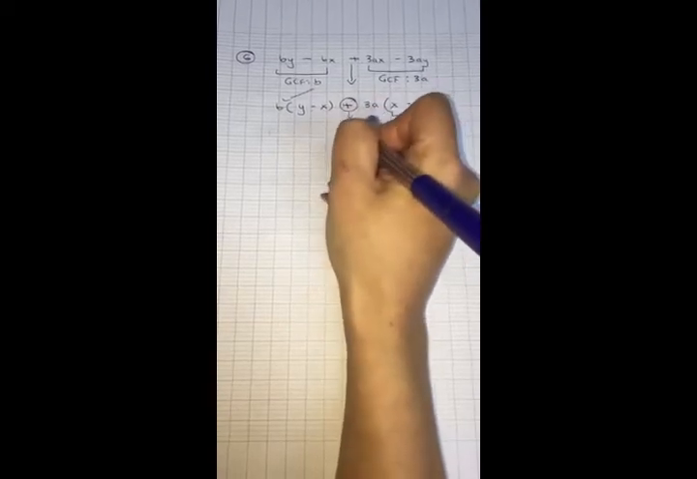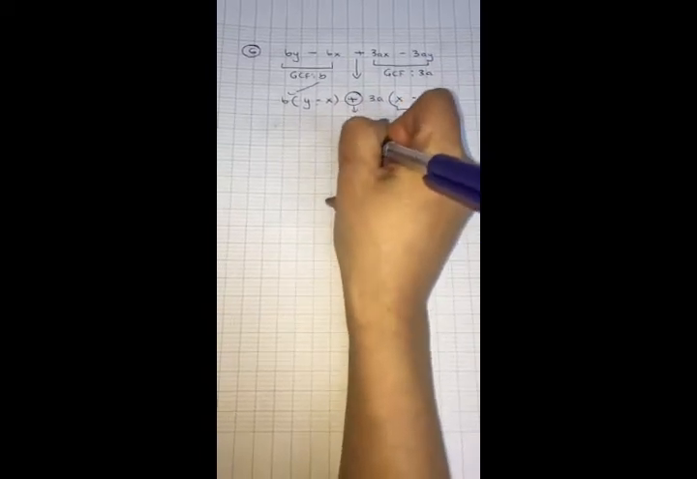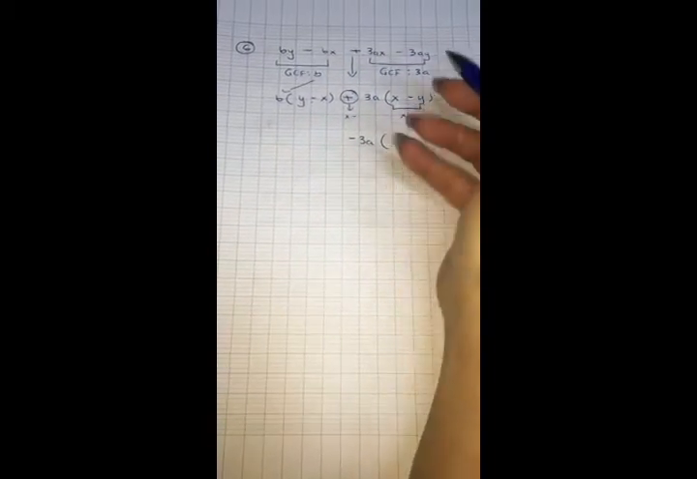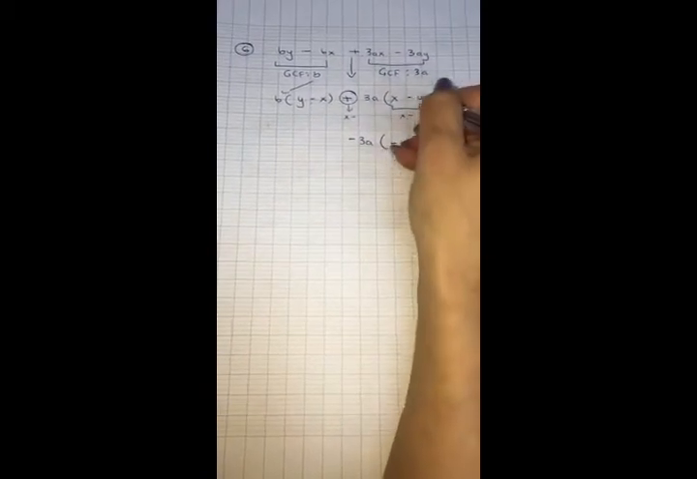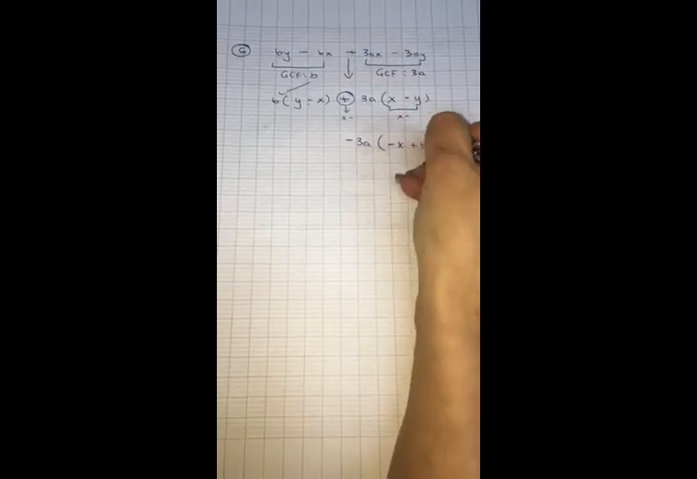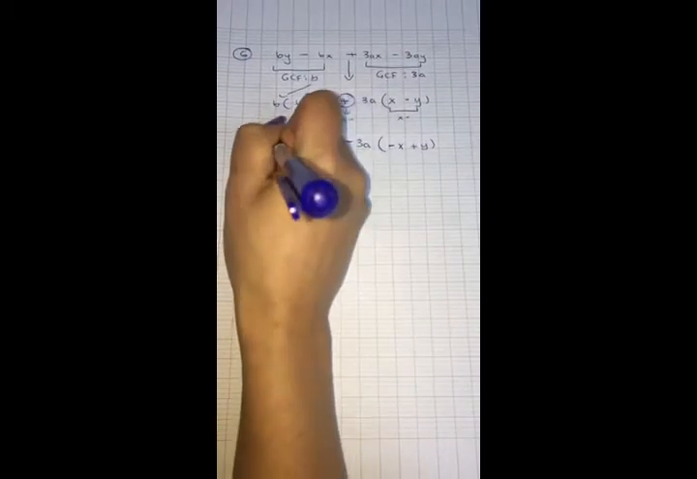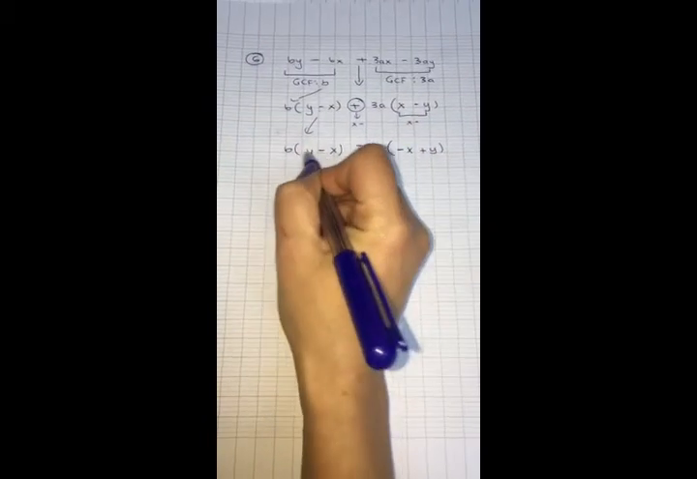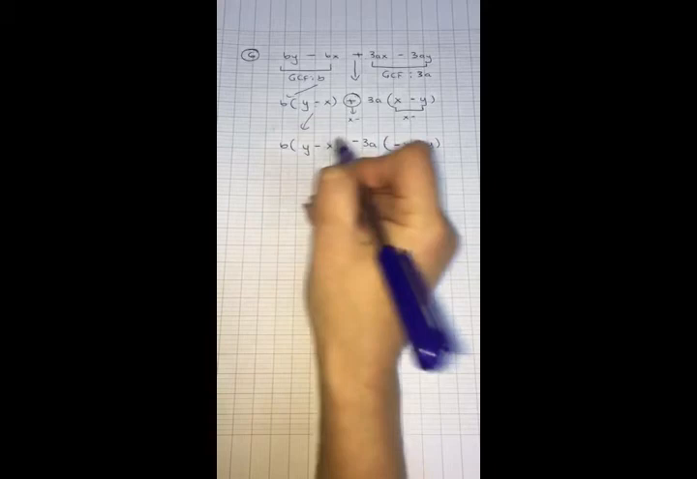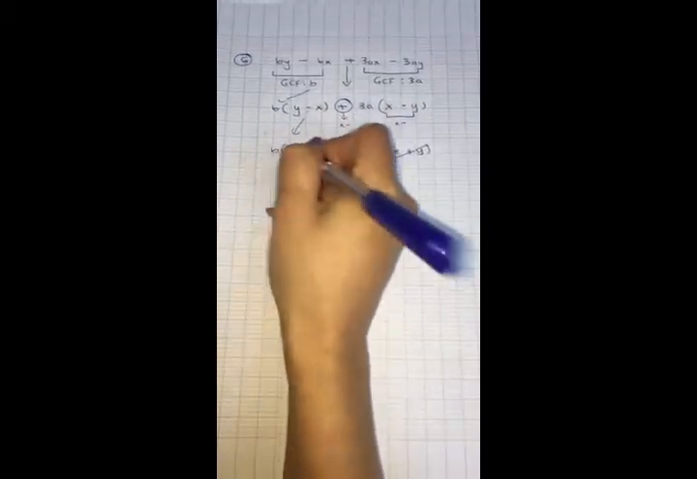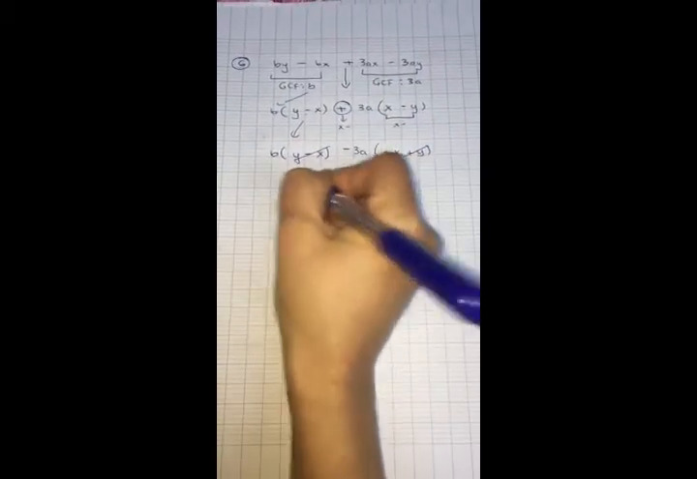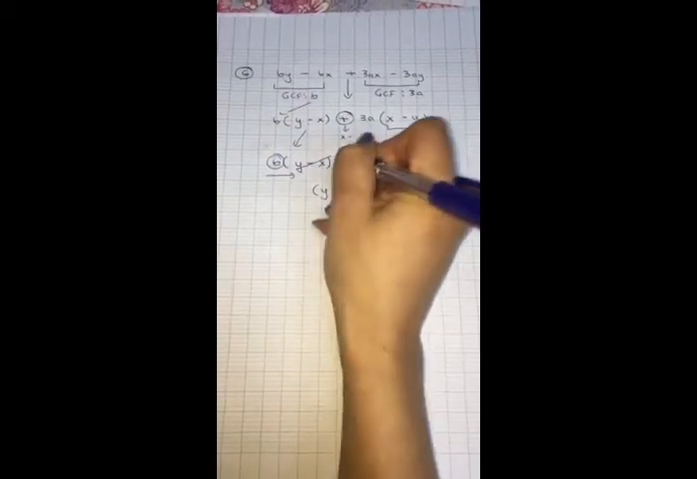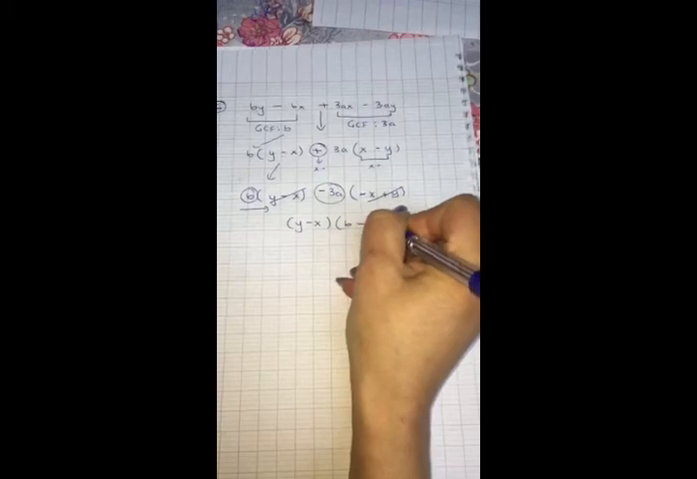Plus 3a times a negative is a negative 3a. Open my parenthesis. Plus x times a negative is a negative x. Negative y times a negative is a plus y. And I bring down the first part of the expression, y minus x. Now I look at my parenthesis, plus y minus x. Yes, they're similar. And I bring down what's left. B in my second parenthesis minus 3a.